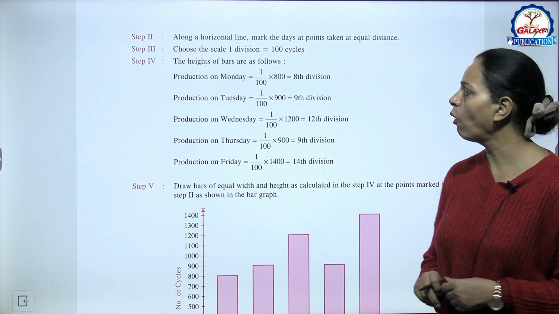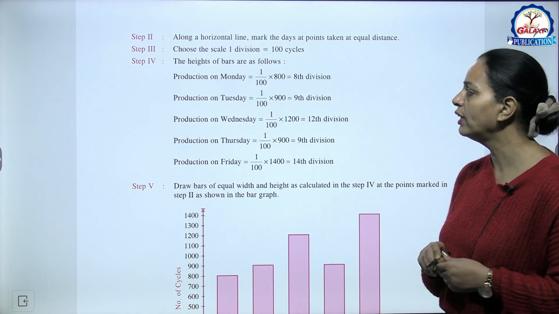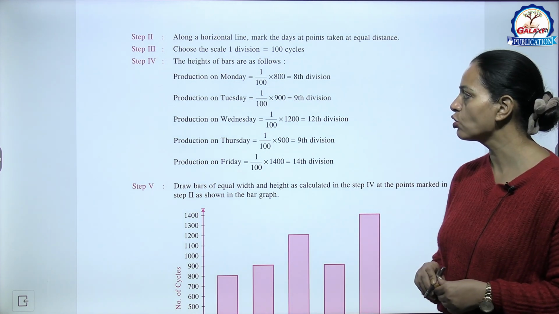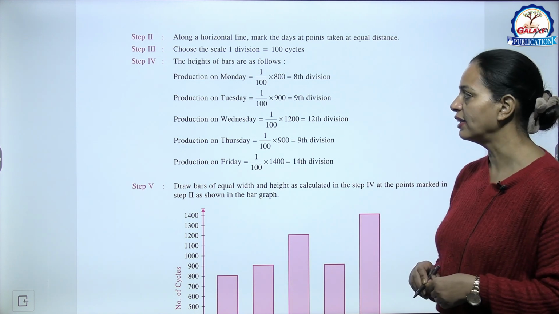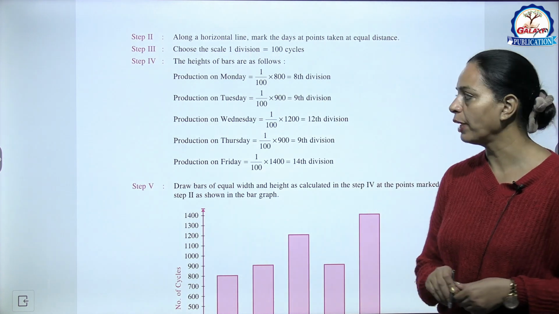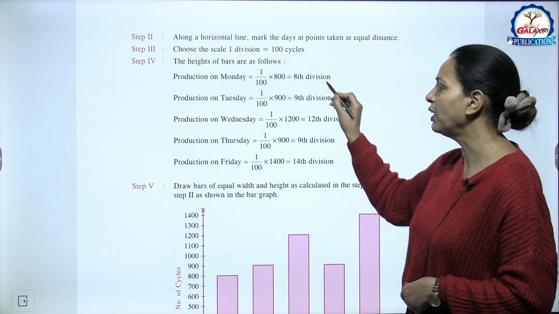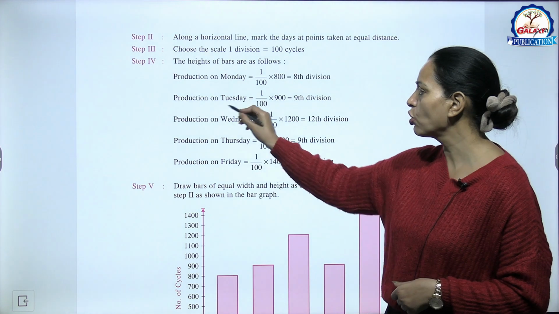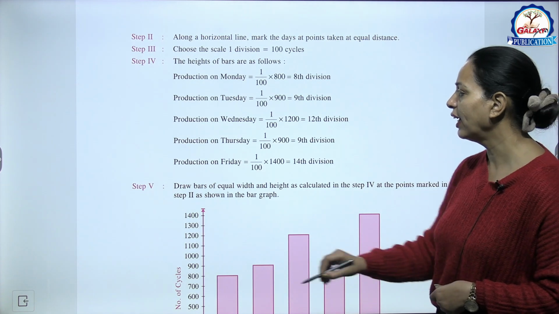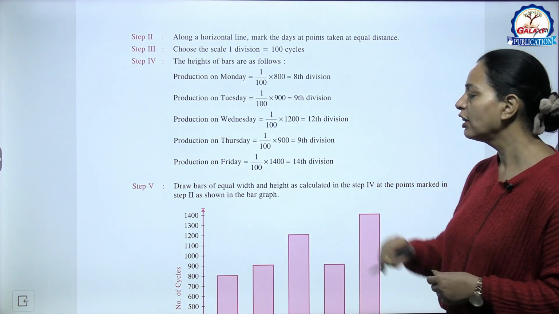Now step 2, along a horizontal line, mark the days at points taken at equal distance. And step 3, choose the scale. 1 division equals to 100 cycles. Okay. Then step 4, the heights of bars are as follow, like production on Monday 800 cycles. So now 800 divided by 100 means 8. Okay. Then production on Tuesday 900 divided by 100, that is 9. And then production on Wednesday 1 by 100 into 1200, that is 12th division.